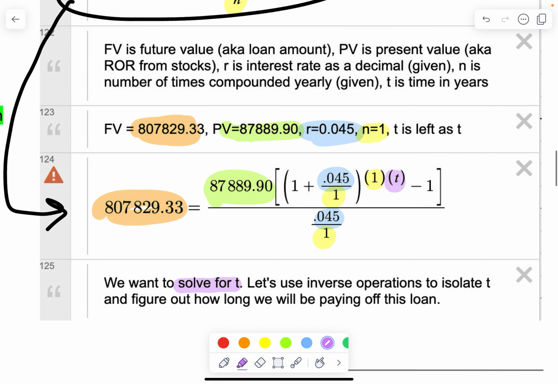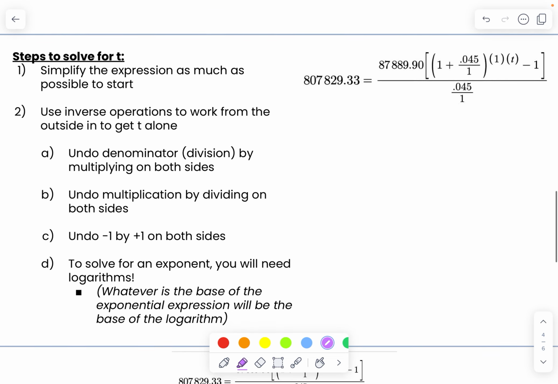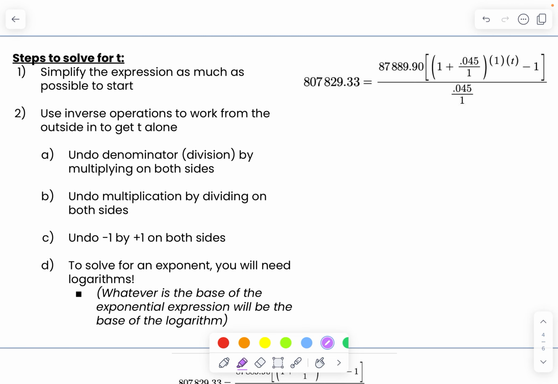We're going to solve for T. Basically, all we need to do is use inverse operations, opposites, undoing operations to get T by itself, to help us pay off the loan. I tried to break it down for you because it feels overwhelming when you look at the work, but it's really not that bad. Here are some steps to solve for T, just to make it as straightforward as possible.